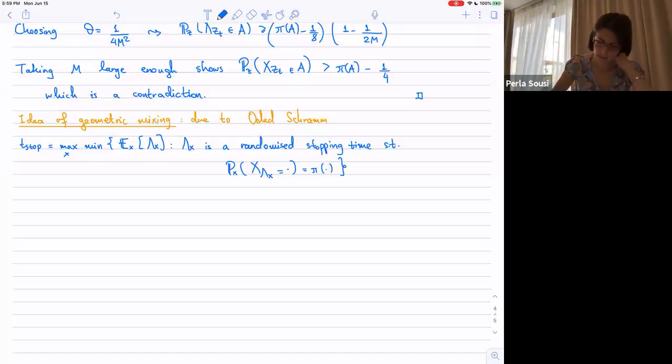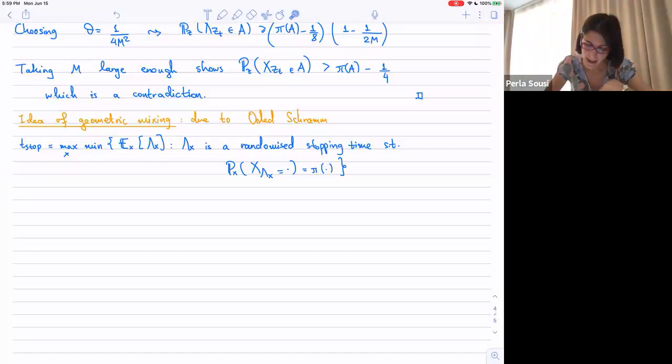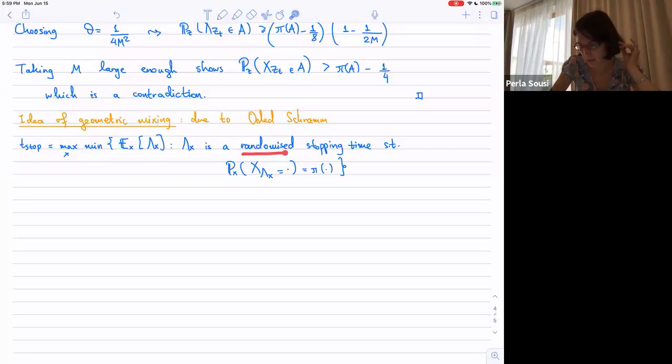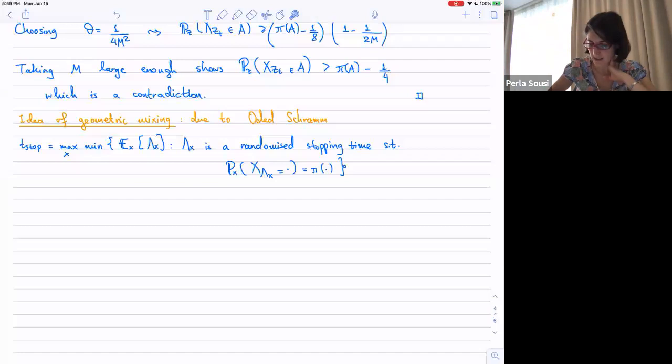So what is this definition? We are taking the worst starting state x here, and then we want to find a stopping time, randomized in the way I defined, which achieves stationarity. So the Markov chain starting from x, at time lambda x, is distributed according to pi. And we want to find the stopping time which has the minimum expectation among all such stopping times.